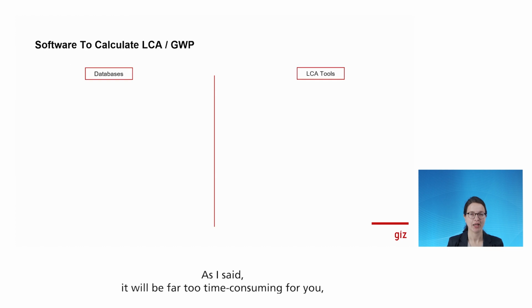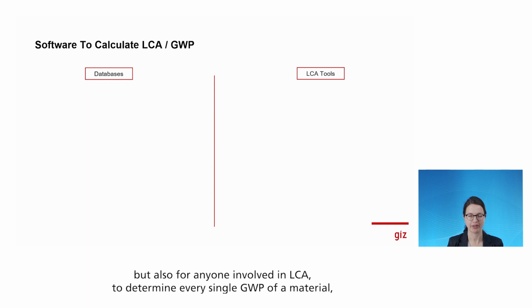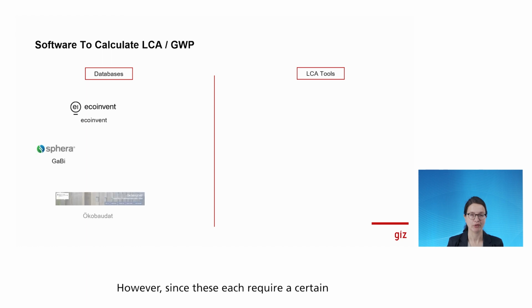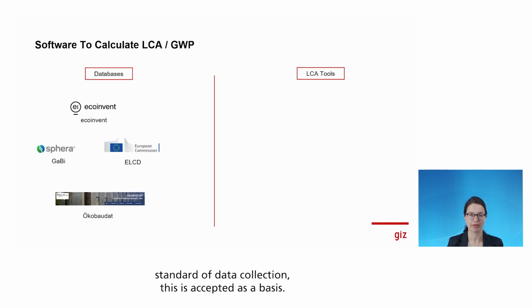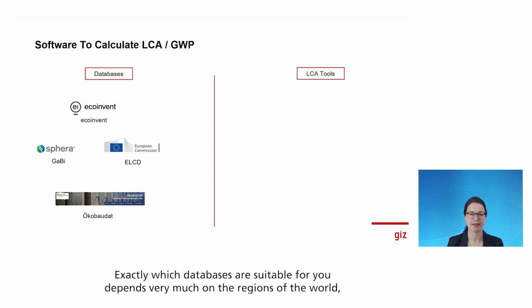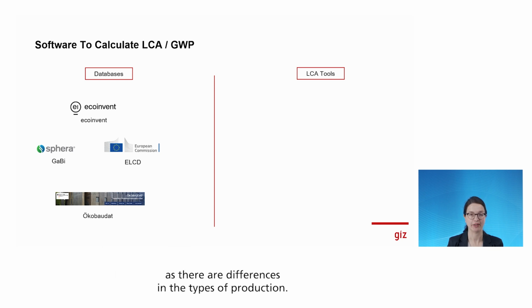As I said, it will be far too time-consuming for you, but also for anyone involved in LCA, to determine every single global warming potential of a material, which is why you will inevitably have to rely on databases. However, since these each require a certain standard of data collection, this is accepted as a basis. Exactly which databases are suitable for you depends very much on the regions of the world, as there are differences in the types of production.